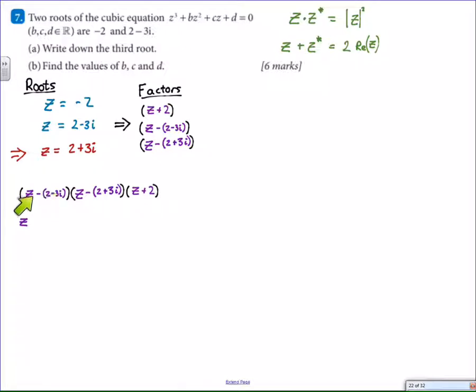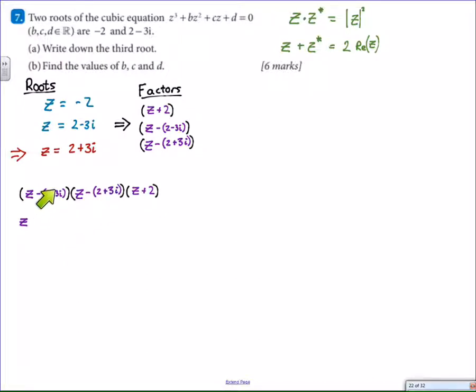Now, specifically here we have z minus a complex number and we have z minus the conjugate. Notice that it's not z plus here and z minus here. We're not taking conjugate factors, we're talking about conjugate roots. So those are the parts that need to be conjugated.